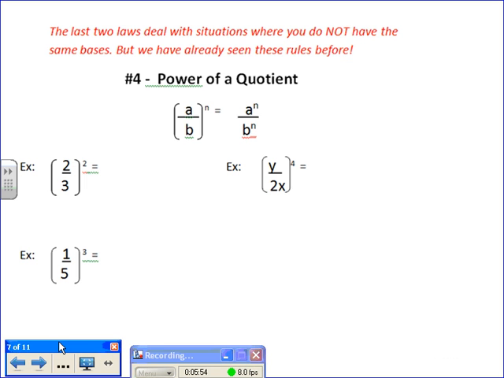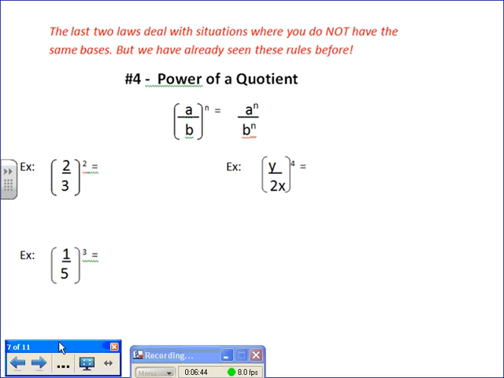Okay, the last two laws that we're going to look at, Law 4 and Law 5, deal with situations where we have two powers or two bases that are not the same. So up to now we have looked at a problem like this, a to the n divided by a to the m, where the base is the same. Now we're going to look at some fractions where the number on the top is different from the number on the bottom. Okay, so again, these are really simple laws. And we've actually seen some of these rules before. We've sort of been introduced to them already a little bit.